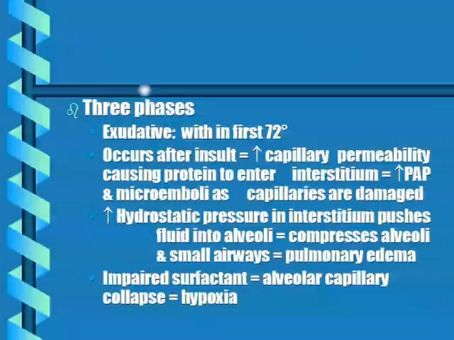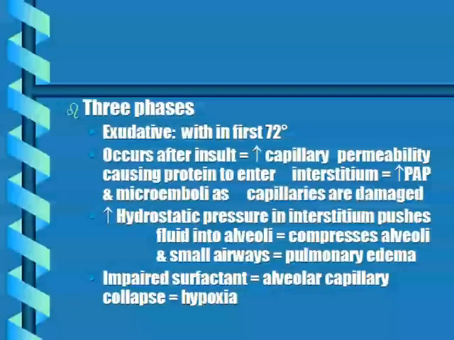There are 3 phases. First is your exudative phase. This occurs within the first 72 hours. It occurs after the insult, and you'll have an increase in capillary permeability that causes protein to enter the interstitium. This will cause an increase in your pulmonary artery pressure and microemboli as the capillaries are damaged. Then you'll have an increase in hydrostatic pressure in the interstitium that pushes fluid into the alveoli, compressing the alveoli and the small airways. This is the pulmonary edema, and it's non-cardiogenic. There's not a problem with the heart at this time.